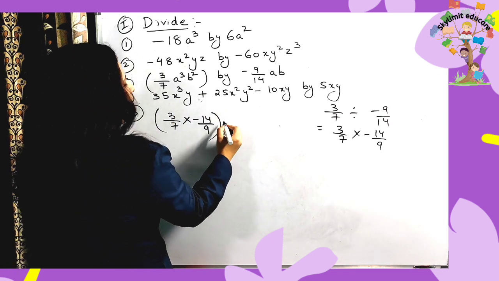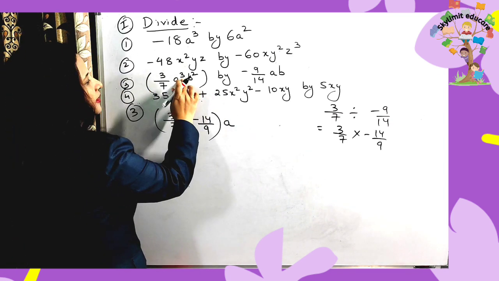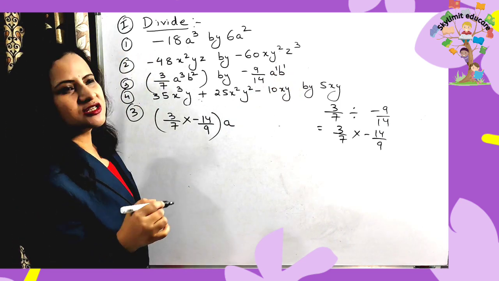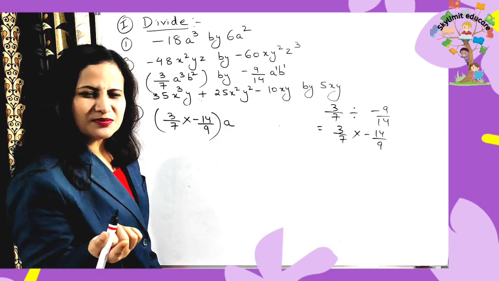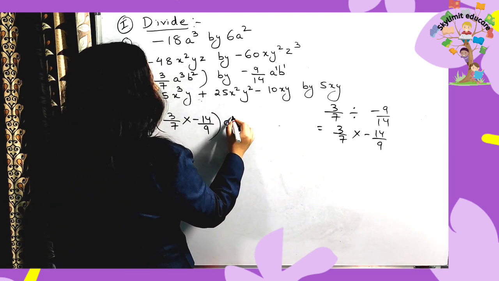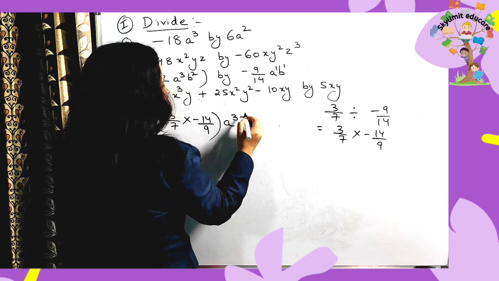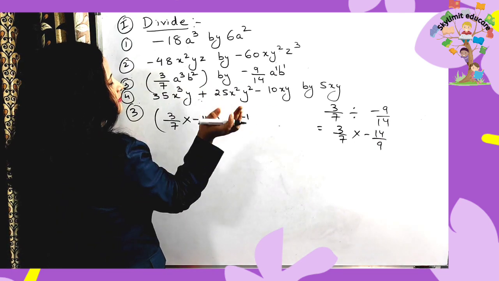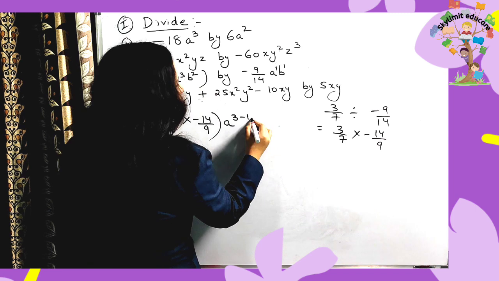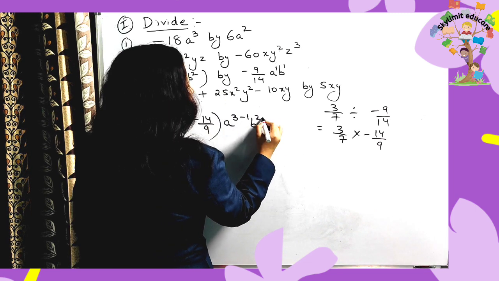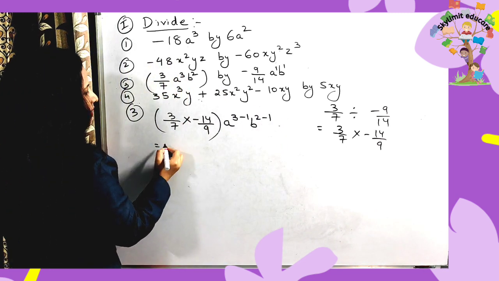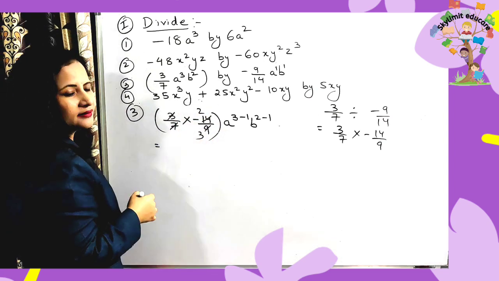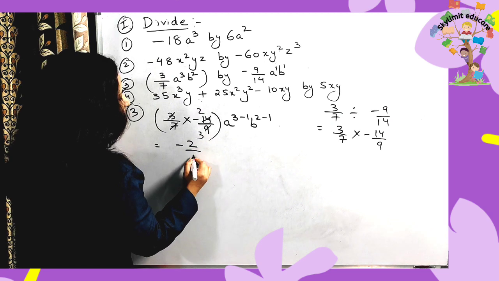You see, a to the power of 3, here a to the power of 1, b to the power of 1. Both are divided, powers will be subtracted. So we can go for it now. A to the power of 3 minus 1, dividend's power minus divisor's power, like the base is same. B to the power of 2 minus 1. Now 7 2s are 14, 3 3s are 9. Answer is minus 2 by 3.